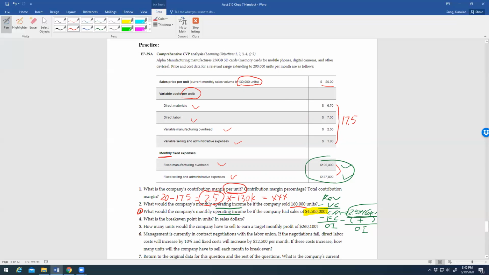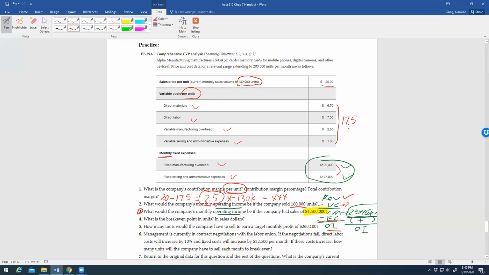We got the revenue is 4.5 million. But we don't know how to get our variable cost, right? Let's look at this question. We want to get the operating income. We know the fixed cost, right? So no matter how many units you sell, fixed cost will be just fixed. We know revenue is 4.5 million, but we don't know what is our variable cost. We know each one is $17.50, but we don't know how many units.